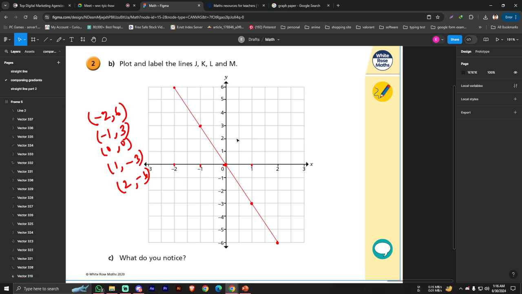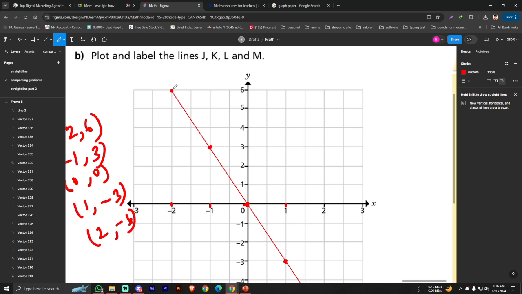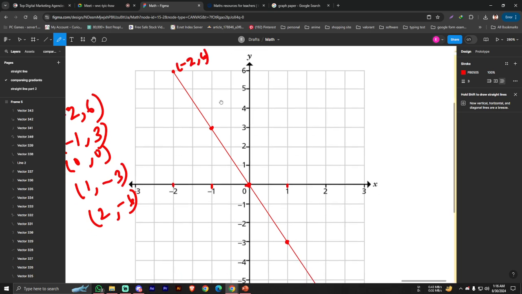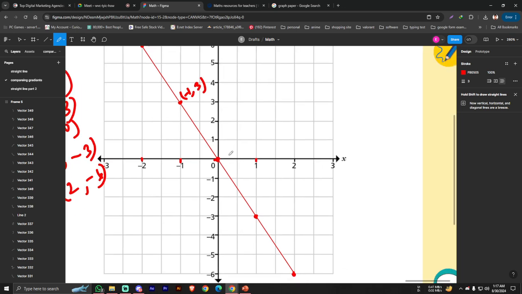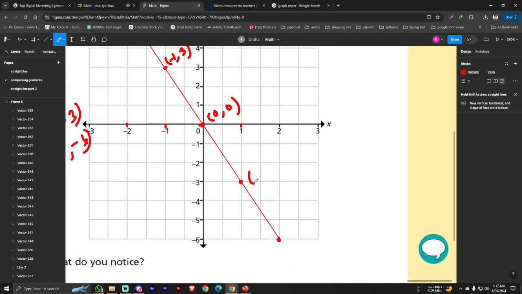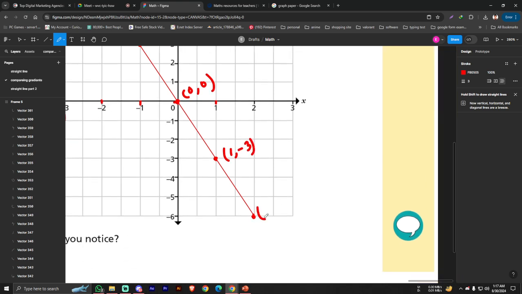So this is the graph for our points, and you can also draw the points here if you want to, like minus 2 comma 6. This point is minus 1 comma 3. This point is 0, 0. This point is 1 comma minus 3. This point is 2 comma minus 6.